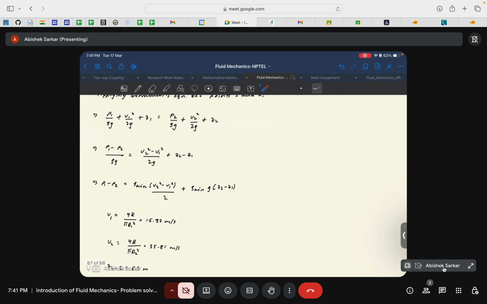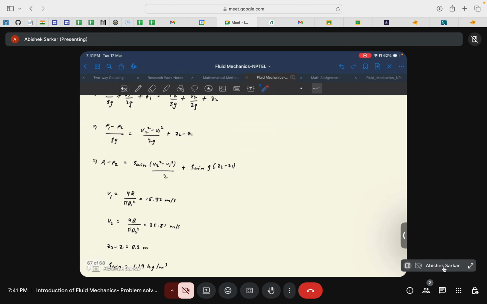Now V2 and V1 can be found out since the volume flow rate is given and diameters are given, so you can find the velocity in the pipe and the velocity at the throat. So we will have V1 as 4Q by pi d1 square, that is 15.92 meter per second, that is at the pipe.